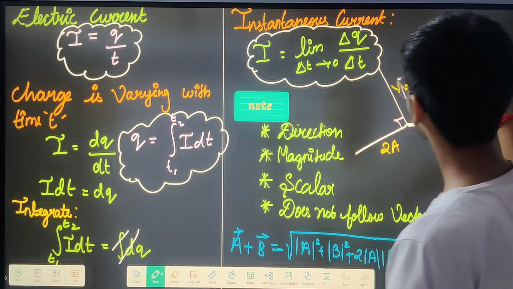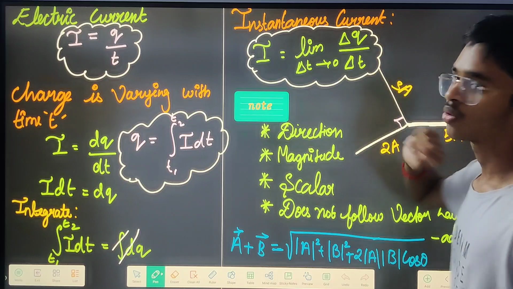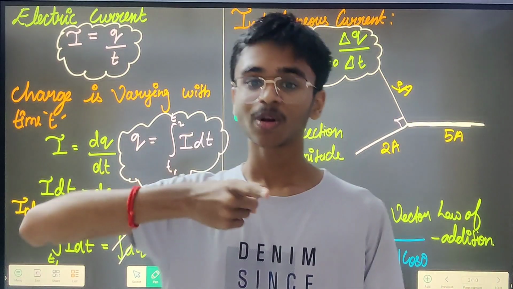Next is instantaneous current. For this, the formula is where you are going to use a limit. Limit is a very important concept of class 11th.